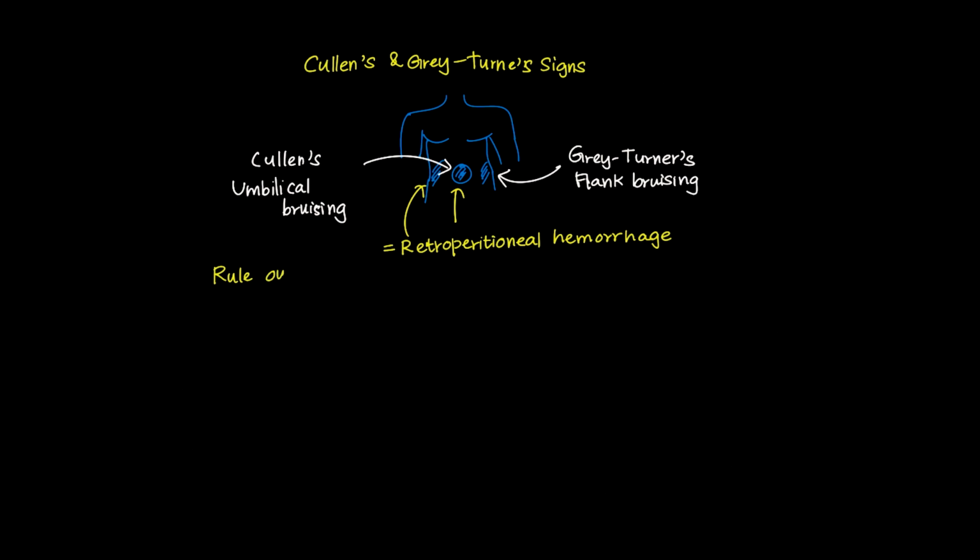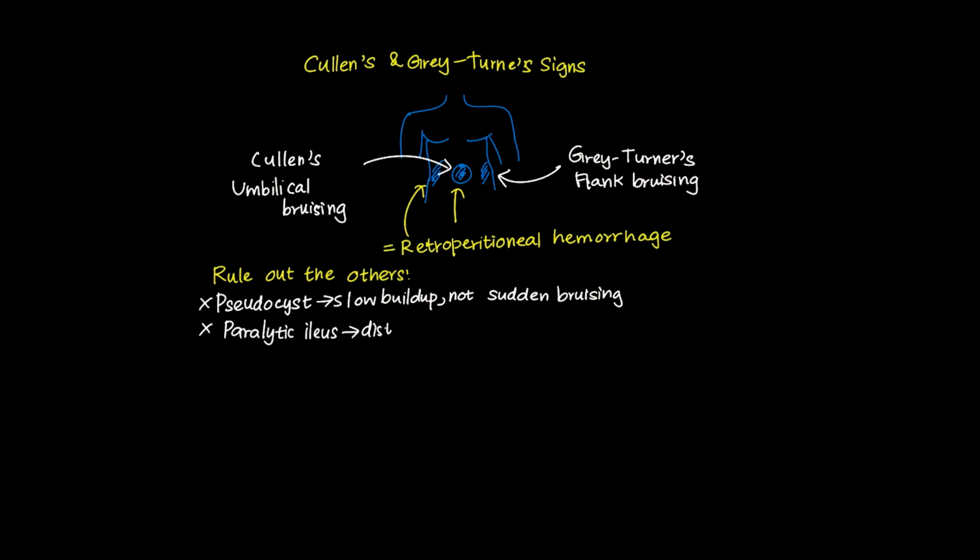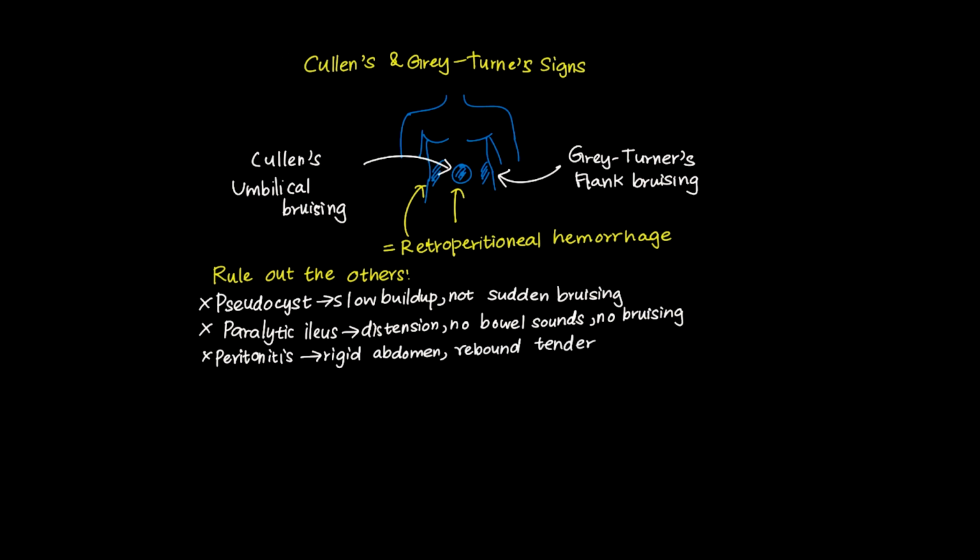A pseudocyst wouldn't cause this sudden bruising pattern. Pseudocysts build slowly and present with increasing pain and distension. Paralytic ileus gives you distension and absent bowel sounds, not skin ecchymosis. Peritonitis from perforation causes a rigid, board-like abdomen with rebound tenderness, which is a completely different presentation. The bruising pattern is the giveaway. Blood is tracking through tissue planes from the retroperitoneum to the skin surface.